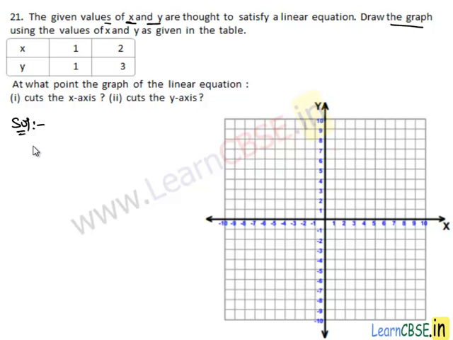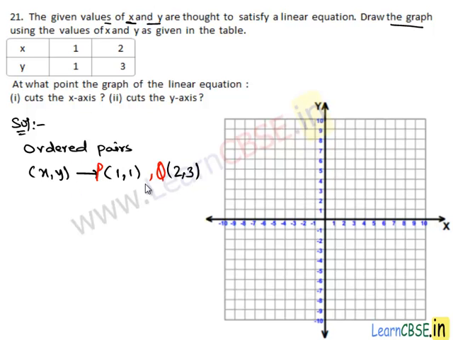From the given table, we form ordered pairs x comma y, which are (1, 1) and (2, 3). Here we denote P as the point (1, 1), and Q as the point with coordinates (2, 3). So let's plot these points P and Q on the graph.